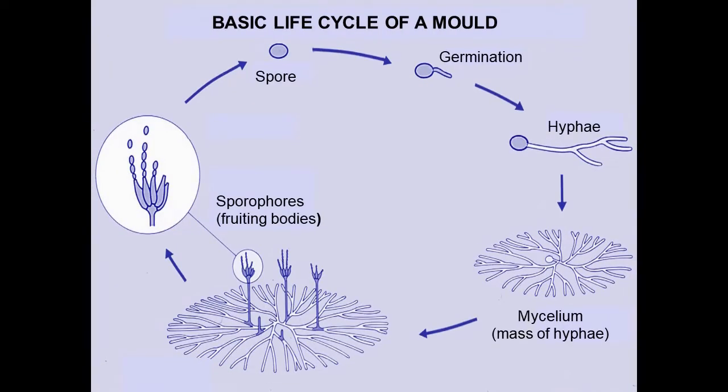The life cycle of a mould is very simple. We start off with a spore. These are floating around in the atmosphere and they can be very, very high in number. If they land on a suitable surface where the conditions are right, they will rapidly germinate, produce these hyphae, thin filaments, and we get a mass of these where they become known as the mycelium. Within the mycelium, the fruiting bodies or sporophores develop. These contain the spores and these are effectively budded off and get carried away around in air currents.